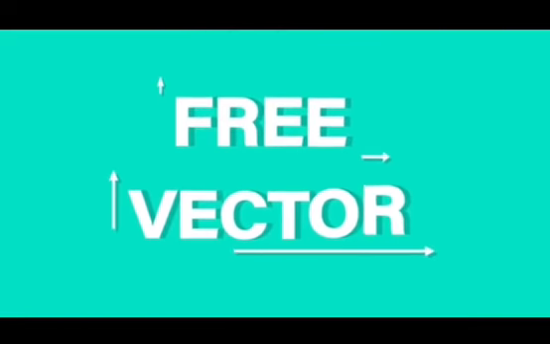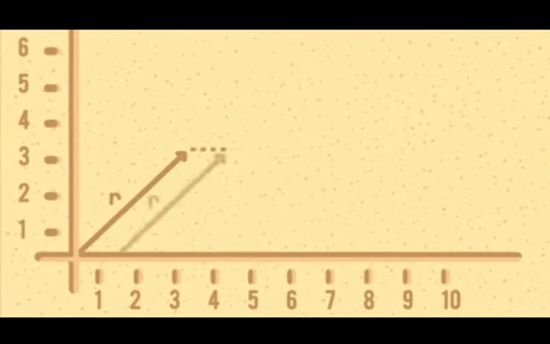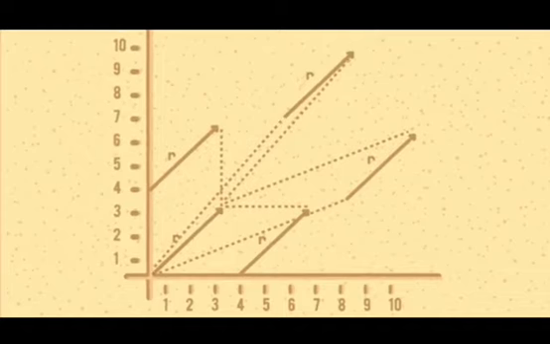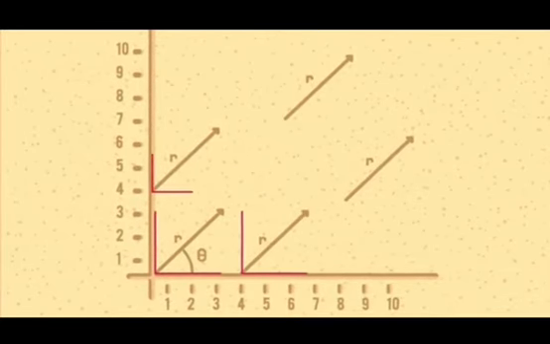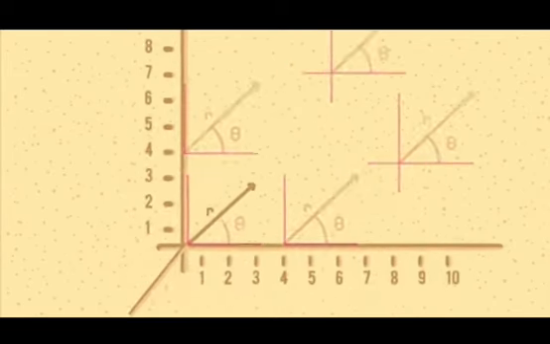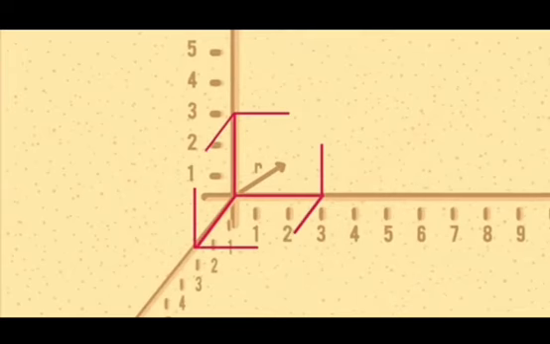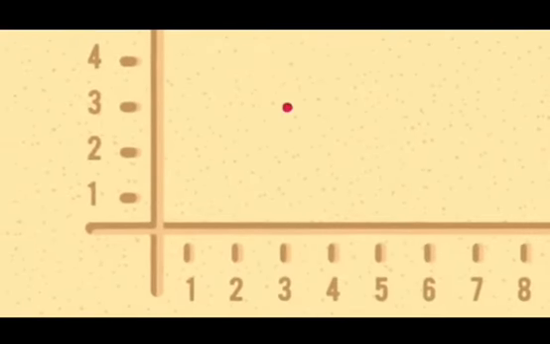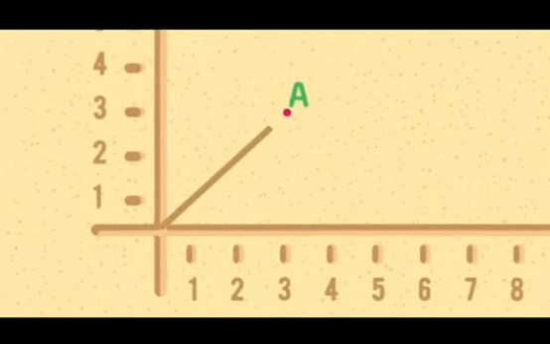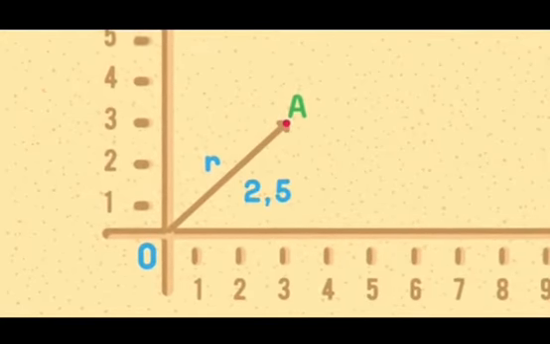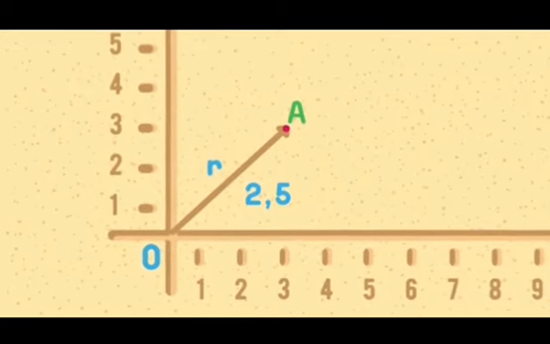Free vector. A vector which can be displaced parallel to itself and applied at any point is known as a free vector. It can be specified by giving its magnitude and any two of the angles between the vector and the coordinate axes. In 3D, it is determined by the three projections on the x, y, z axes. Position vector. A position vector represents the position of a point in space with respect to the origin, O. It also represents the distance and direction of the point from the origin.